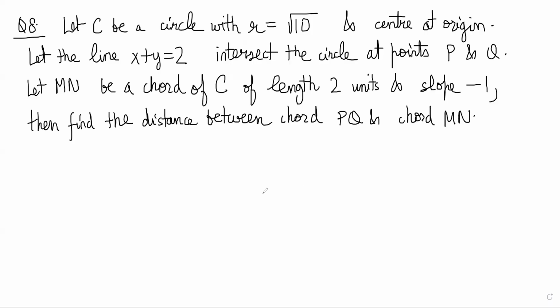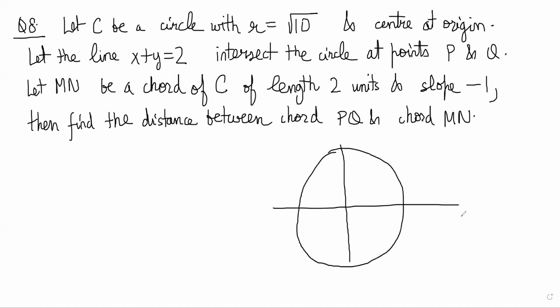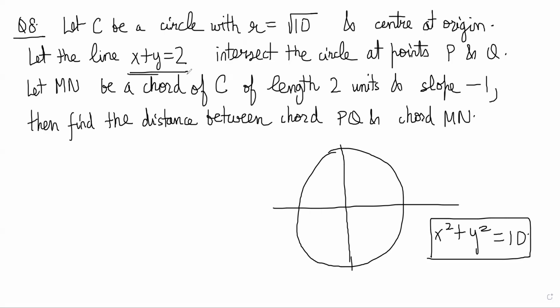Another question where drawing the figure is the most important thing. So let's look at the circle. x square plus y square is equal to 10 is the equation of my circle, right? Center is the origin. Now the line x plus y is equal to 2 is a line like this. It cuts the circle at 2 points, P and Q. The slope of the line is minus 1, right?